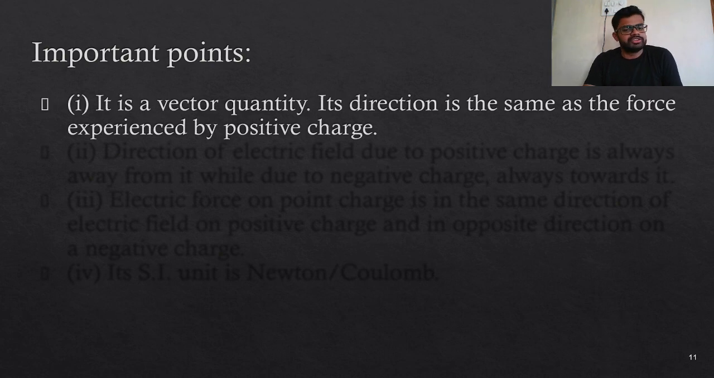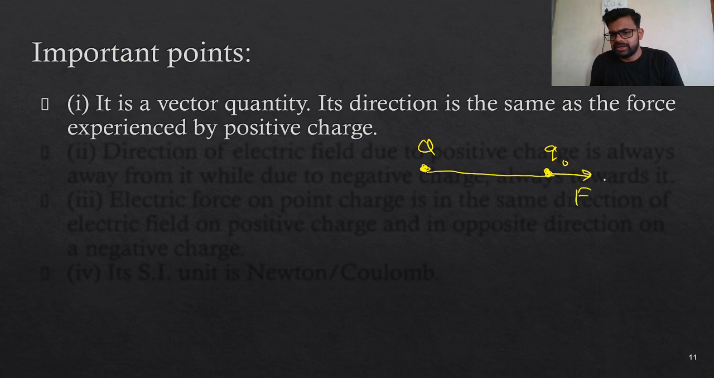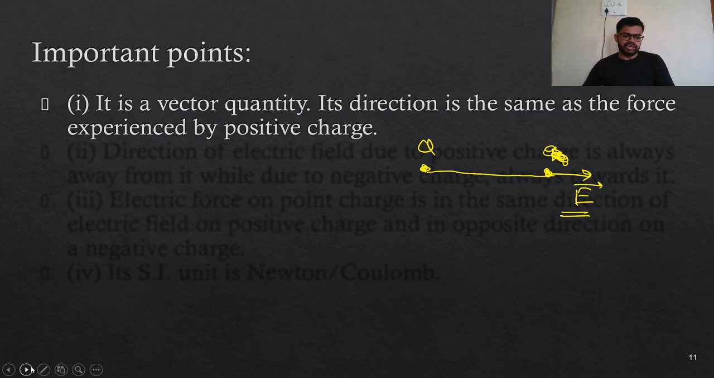First point, it is a vector quantity and its direction is the same as the force experienced by a positive charge. All of you know force is a vector quantity, so field will also be a vector quantity. So this is a charge and this is, let's say, a unit test charge. Both are positive, so the force on it will be in this direction. Hence electric field intensity will also be in the same direction. So electric field intensity due to a positive charge is always away from the positive charge, and due to a negative charge is always towards the negative charge.